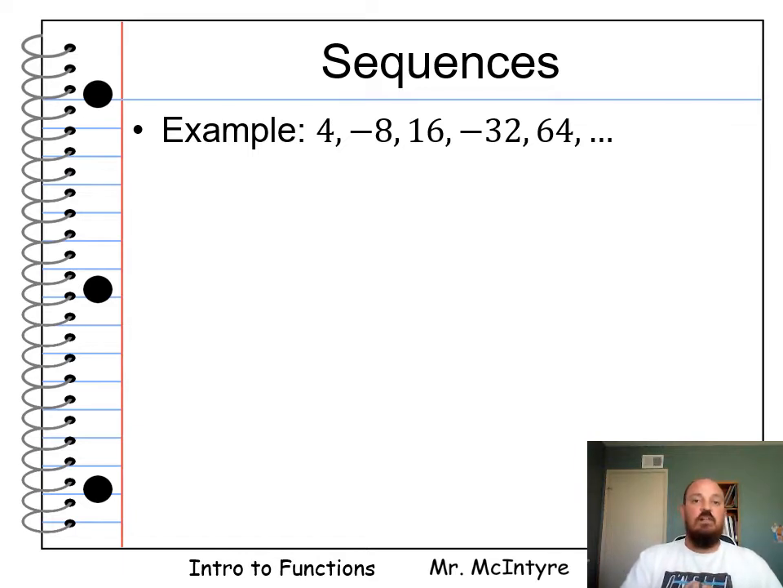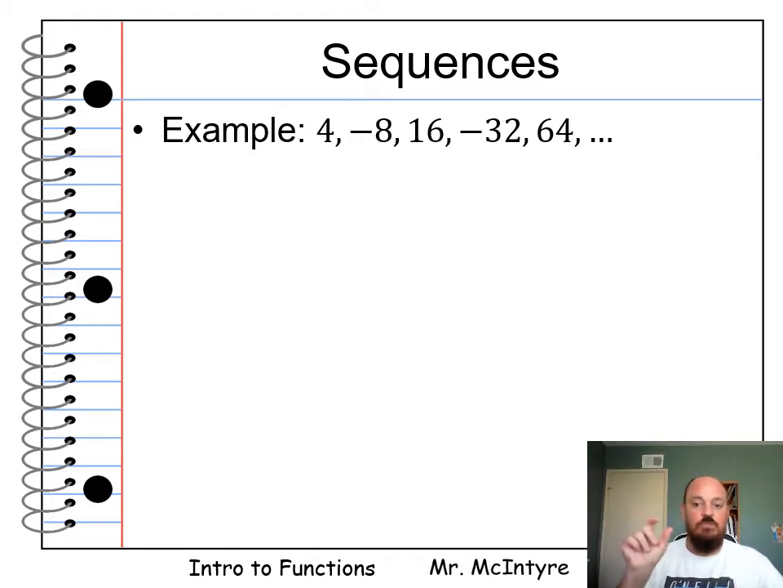So here's an example of a sequence: 4, -8, 16, -32, 64, ... So I'm looking for a pattern, and I notice the pattern is I'm multiplying by -2 each time. I start with a 4, then multiply by -2, I get -8, times -2 gives me +16, times -2 gives me -32. So each time I'm multiplying by -2.